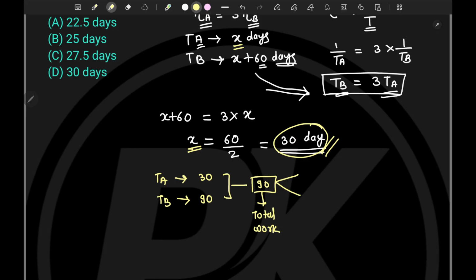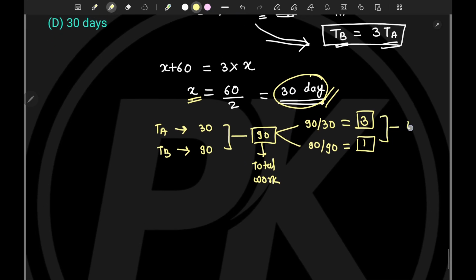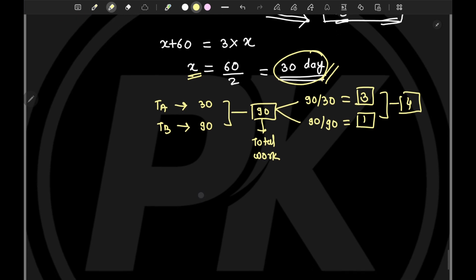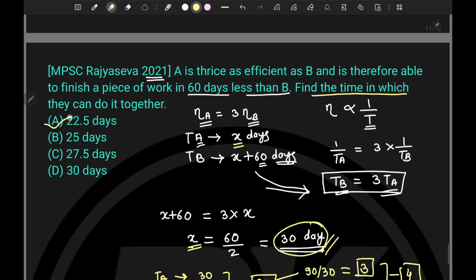So in one day, A will complete how much portion of the work? 90 divided by 30, right? That means 3 portions of the work A will complete, and B will complete 90 divided by 90, and hence 1 portion of the work. Now together they will complete 4 portions of the work, right? But the total work is 90, and hence together they will complete in 90 divided by 4 days, that means 45 divided by 2. What is half of 45? This is 22.5 days. Now let's check if that option is there. Yes, it is there, and hence option number A is correct.